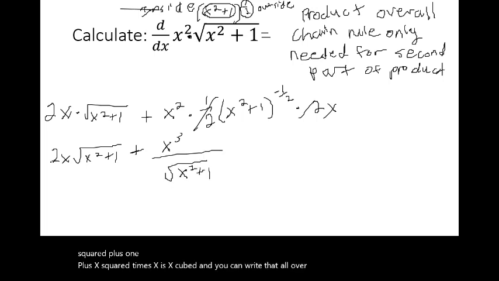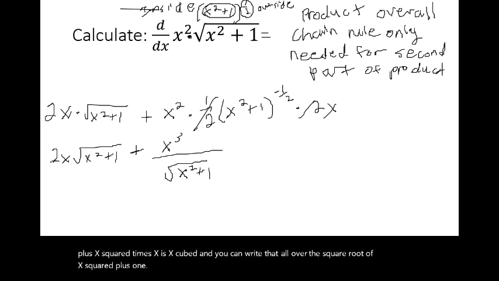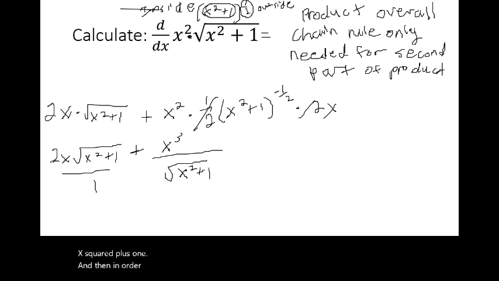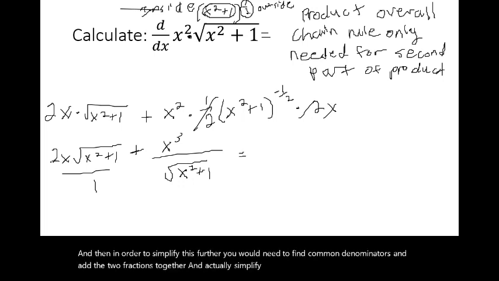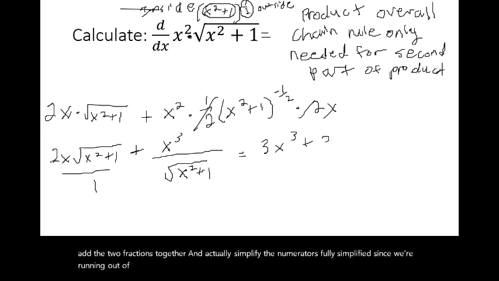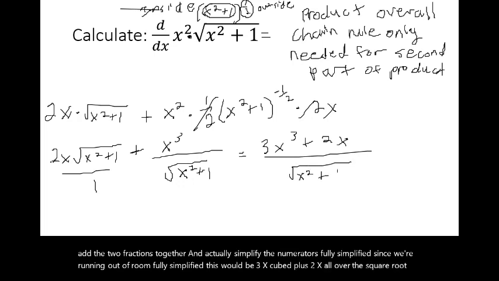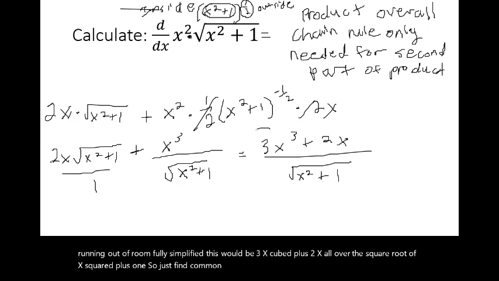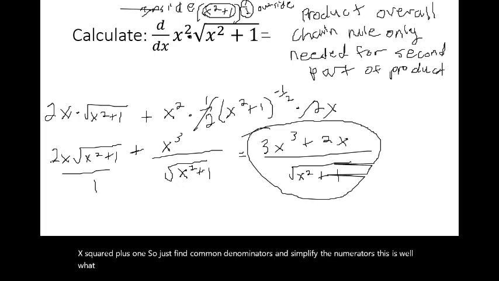x squared plus 1. And then, in order to simplify this further, you would need to find common denominators and add the two fractions together and actually simplify the numerators. Fully simplified, since we're running out of room, this would be 3x cubed plus 2x all over the square root of x squared plus 1. So just find common denominators and simplify the numerators. This is what it looks like fully simplified. Sorry about that.